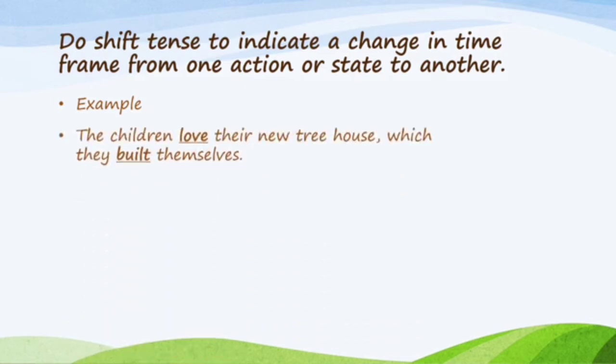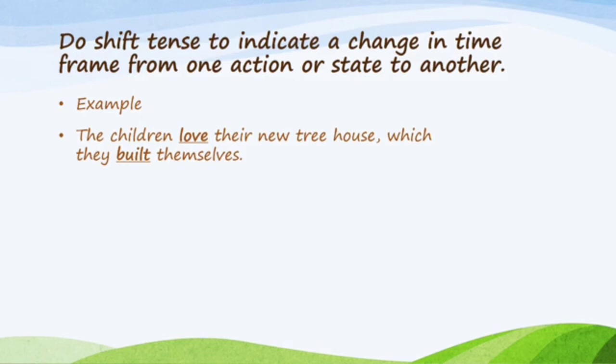The children love their new tree house, which they built themselves. So in this case, we have love and built, but the sentence itself is consistent because the children still love the new tree house. Although that particular tree house was built some time past, that's why we use the past tense built, they are still in love with the tree house.